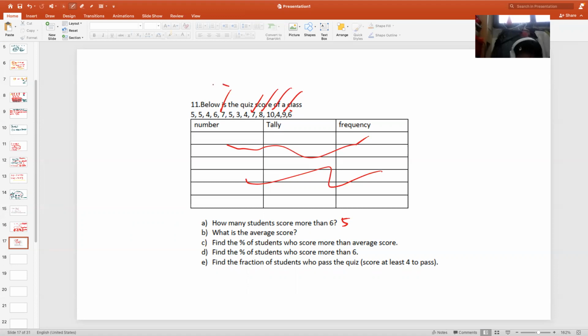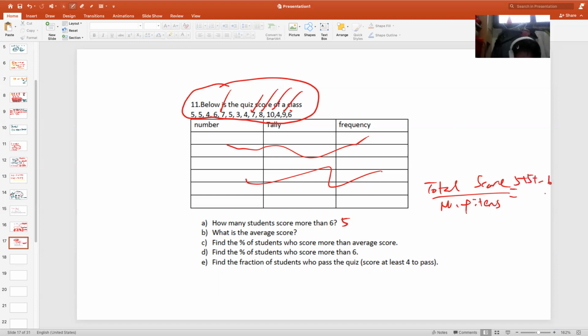Okay, next. Don't get the answer from the table. Get it from here. The table is just for you to build. You don't need the table to answer the question. Now, what's the average score? I talked about it. Total score divided by number of items. In this case, total score is 5 plus 5 plus everything until 6, divided by the total number of items, which is 14. Are you clear? How to find average score? Okay, good.